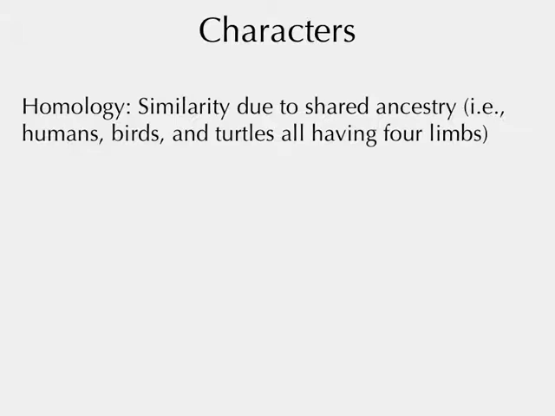Okay. So characters: homology is similarity due to shared ancestry, right? So humans, birds, and turtles all have four limbs due to homology. And the nice thing, and why we care about this, is that first of all, it helps us figure out evidence for evolution, right? So we have this clade of tetrapods. Some evidence for that is they all have four limbs, right? It also tells you what you have to explain, right?